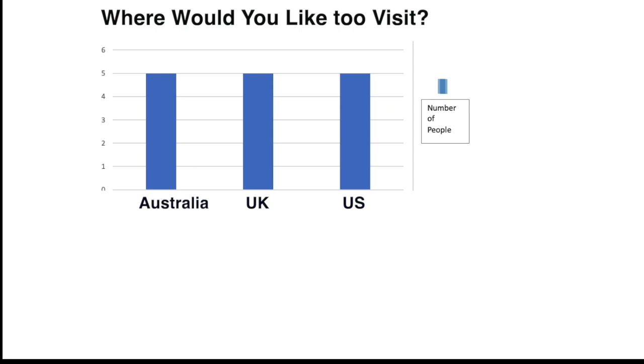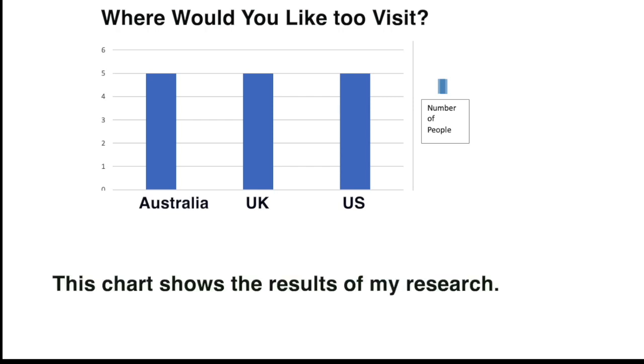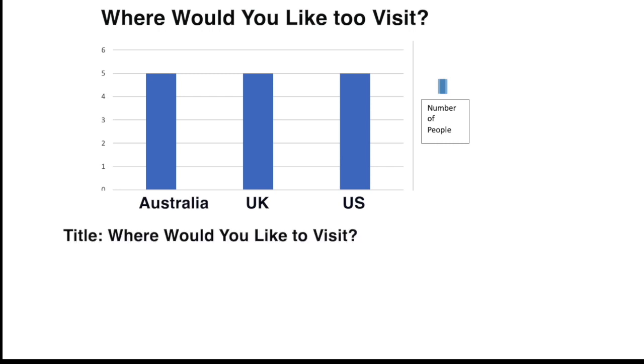if I were to interview 15 people and ask them which of 3 countries they would like to visit, I might show the results in a chart like this. I would start by saying, this chart shows the results of my research. The title is, Where Would You Like to Visit? The source of my information is my own research.